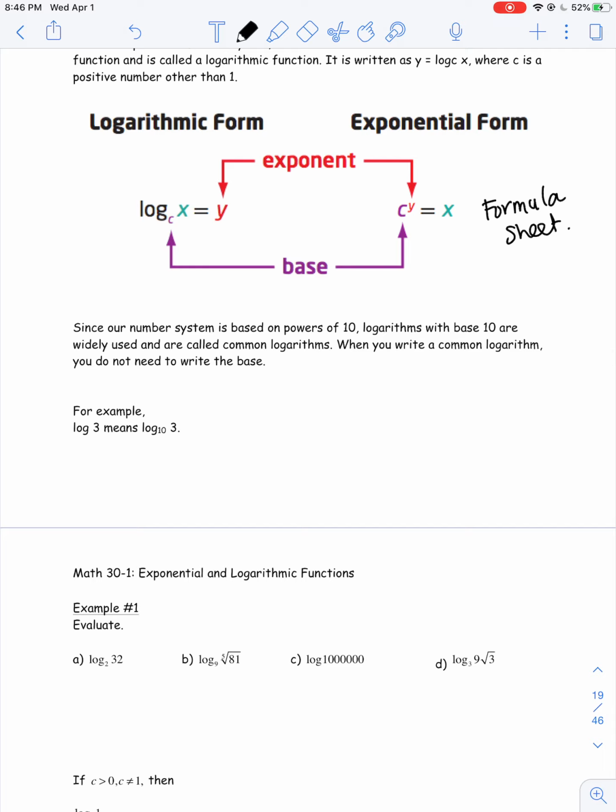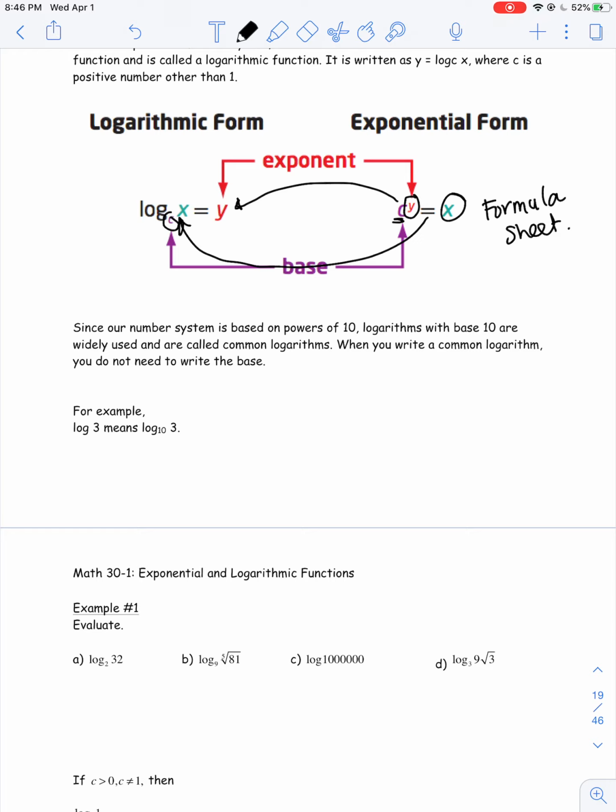Okay, so what we need to know is that our power becomes our answer. Our base becomes this little mini number right here. So our base is that little small number, and our x always goes with the log value. So look at where the placement is.